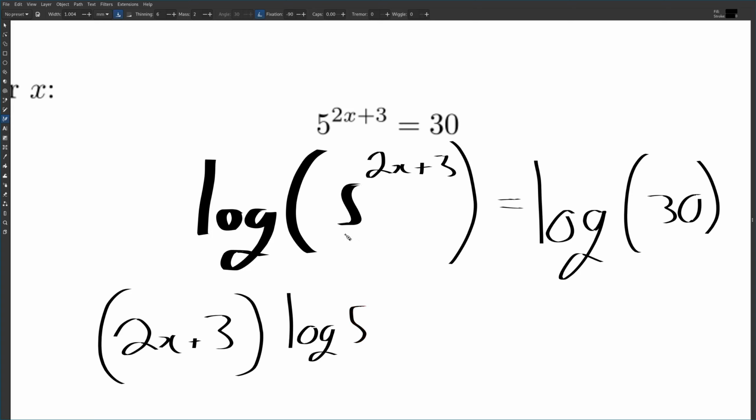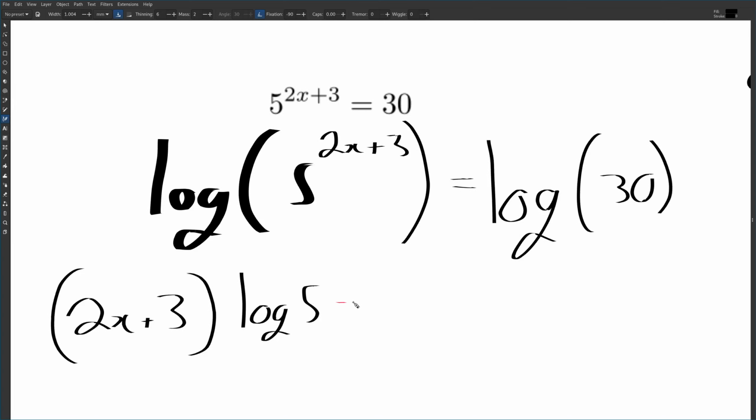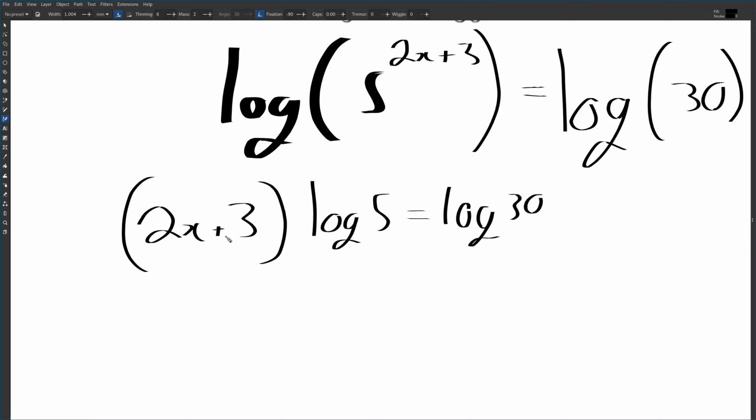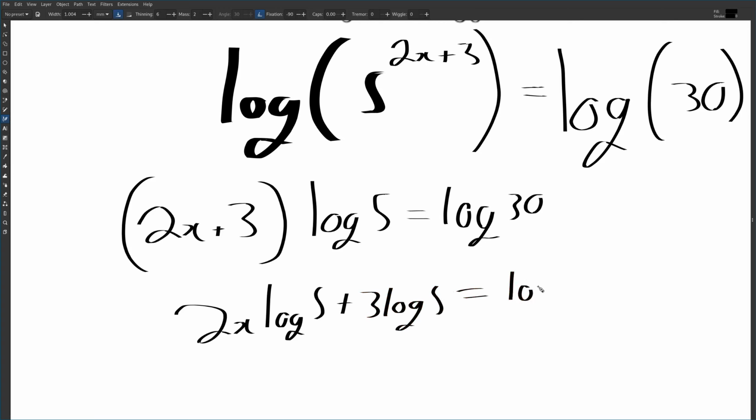Oh, and one thing to clarify, when I take the log of both sides, you can actually use whatever base you want. Here I'm just using base 10, but any base works. Okay, 2x plus 3 times log 5 is equal to log 30. Let's distribute this log 5 to see what x is. So we're going to have 2x times log 5 plus 3 log 5 is equal to log 30.